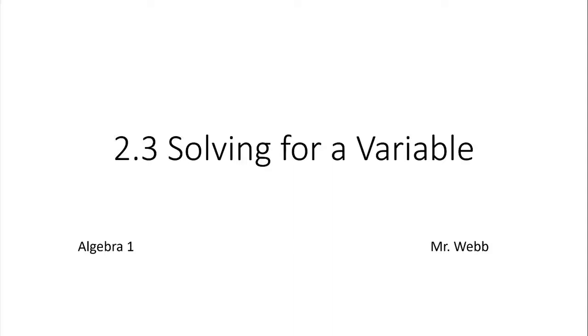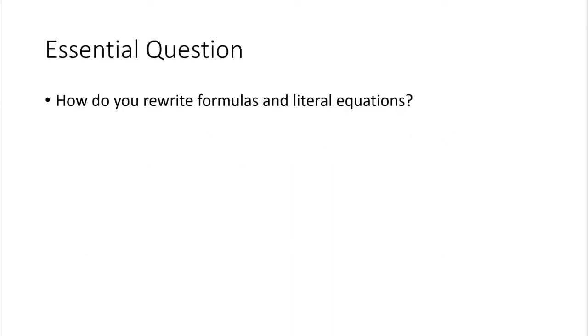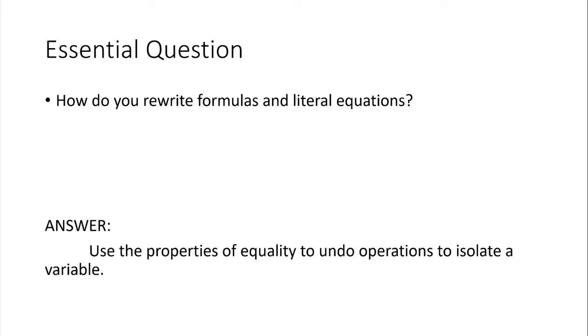And again, a variable is basically any letter, x, t, something to represent the unknown quantity. So our essential question is, how do you rewrite formulas and literal equations? So let's take a look. Our shortest answer is use the properties of equality to undo operations to isolate the variable or a variable.